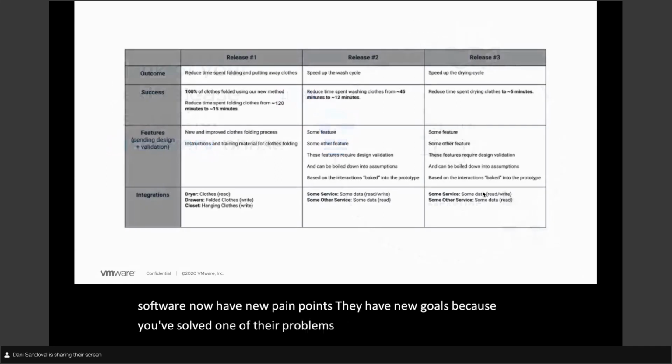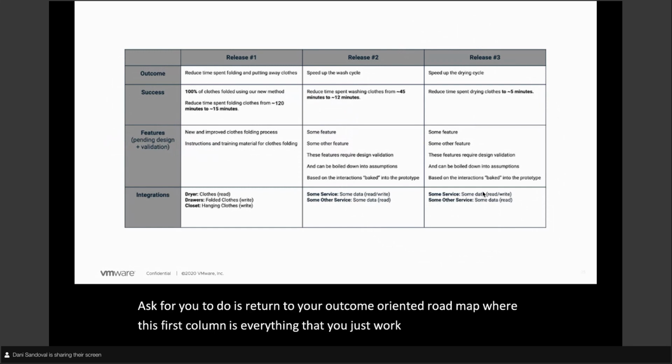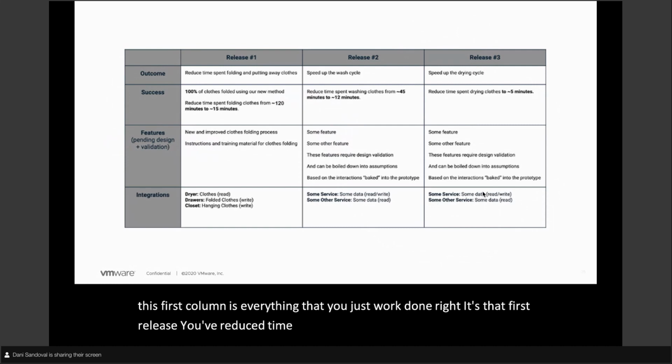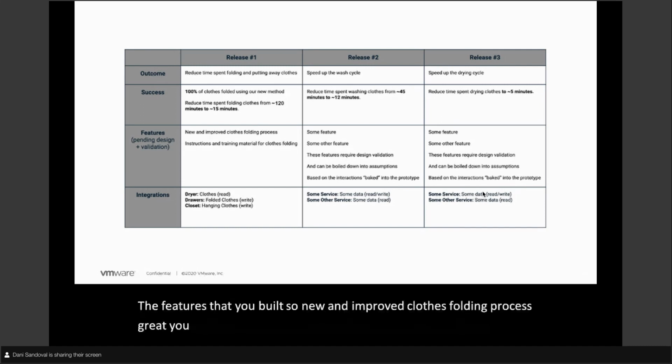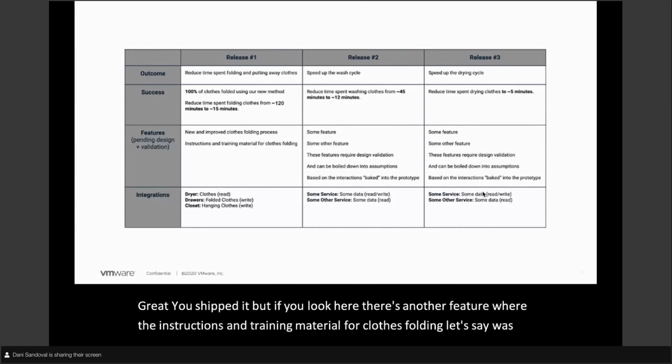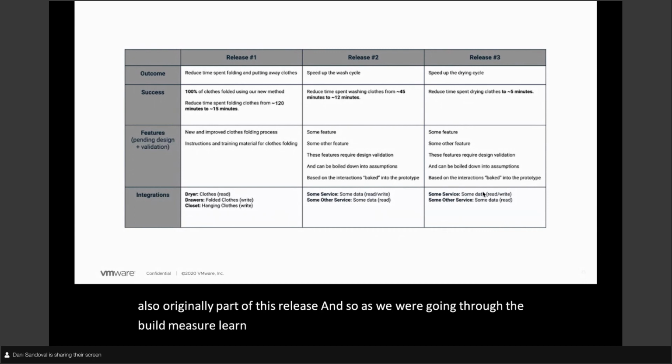And so what I ask for you to do is return to your outcome-oriented roadmap, where this first column is everything that you just worked on, right? It's that first release. You've reduced time spent folding and putting away clothes, and that outcome has been met by the features that you built. So new and improved clothes folding process, great, you shipped it. But if you look here, there's another feature where the instructions and training material for clothes folding, let's say, was also originally part of this release. And so as we were going through the build, measure, learn loop, it may be very possible that we got to the success criteria without building all of these features.